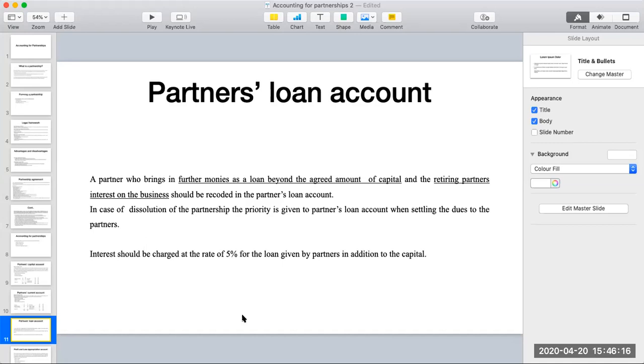And the other one is for the retiring partners. Now let's say if a partner is retired, then his interest is calculated separately and transferred into a partner's loan account. For partner's loan account, interest of 5% will be given.